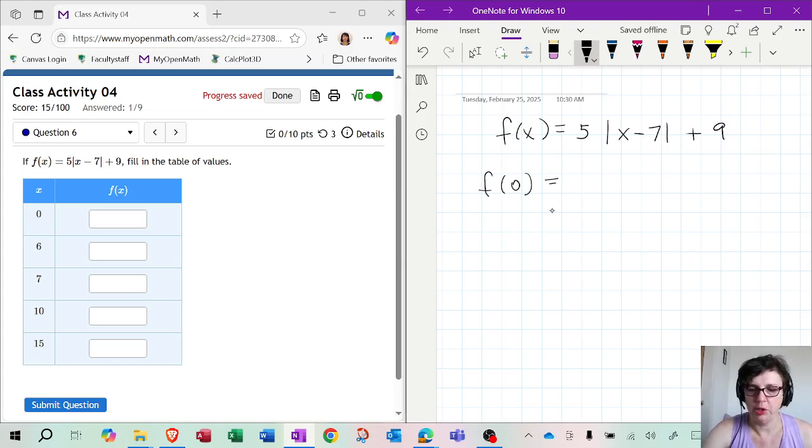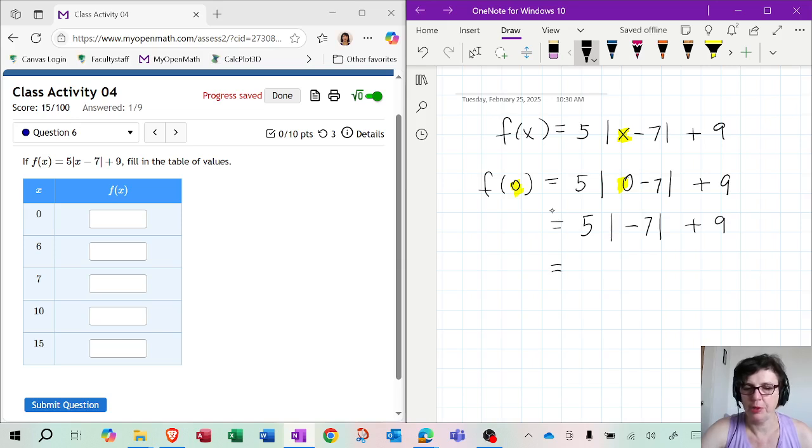What that means is wherever we see x, we're going to replace it with 0. It only happens in one place. So this is what I'm trying to compute. Always start with parentheses. In this case, it's absolute value, which is vertical slashes, but always start with that. Compute that first. So we get 5, and then 0 minus 7 is negative 7, plus 9.